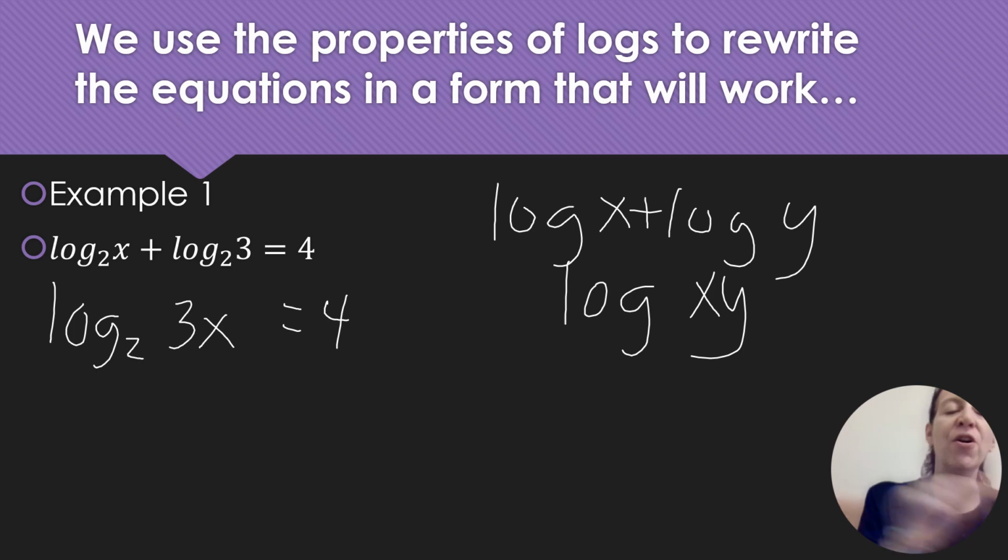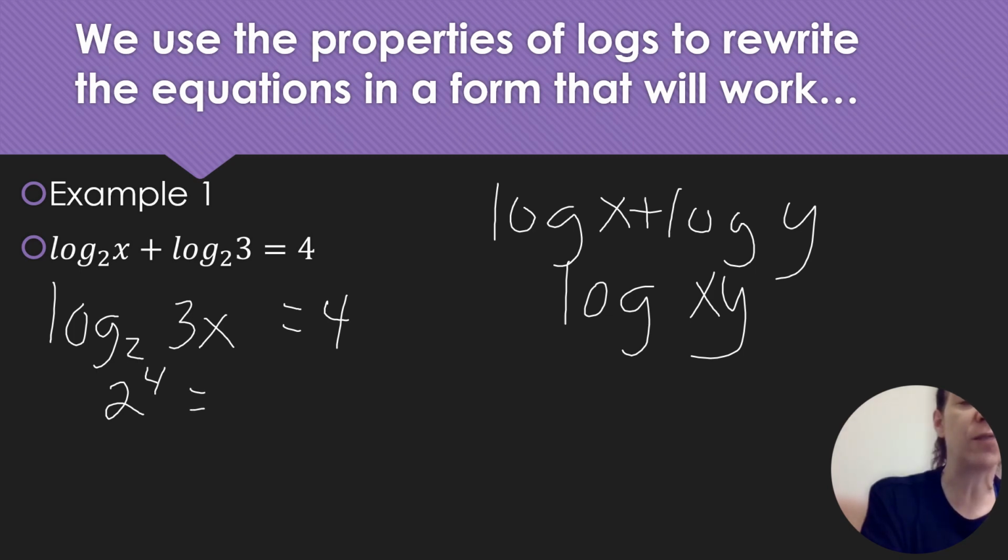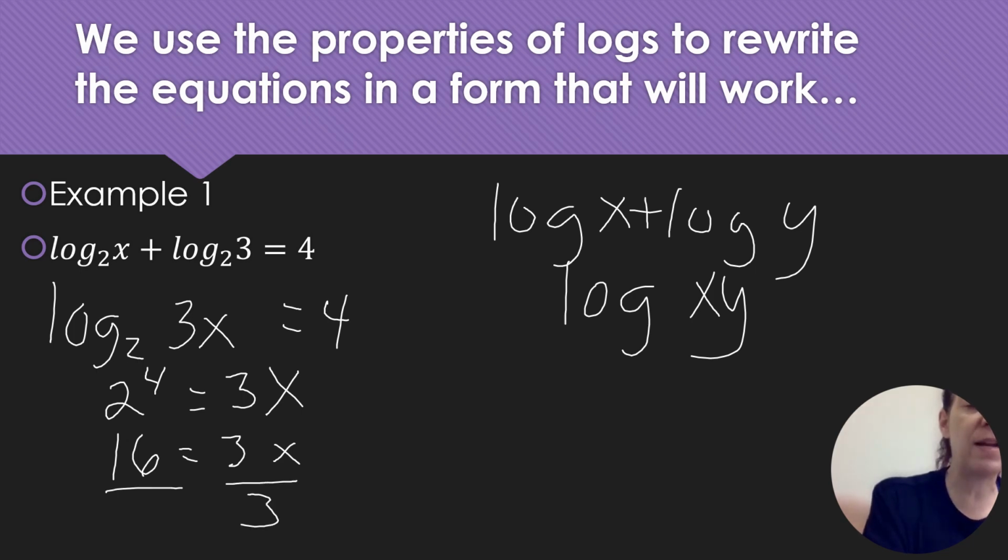And now we've successfully rewritten that as one logarithm, and now I can use that first strategy, change the form. So this would be 2 to the 4th power is equal to 3x. I would go ahead and grab my calculator if I need to. 2 to the 4th power is 16. And now I can divide by 3. And I get x is equal to 16 thirds.